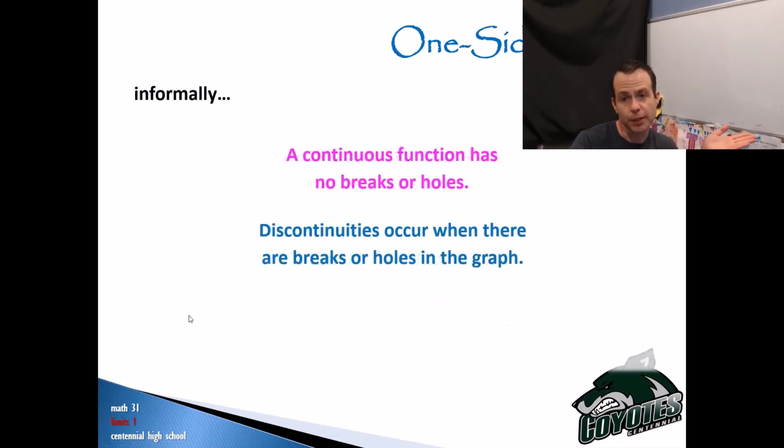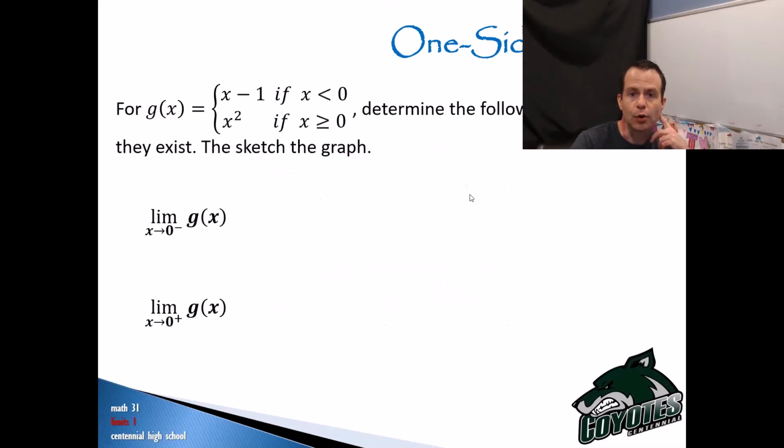Okay, so informally, a continuous function has no breaks or holes, and discontinuities occur when there are breaks or holes in the graph. Okay, all right, so now for g of x, if g of x is going to be x minus 1 when x is less than 0, and it's going to be x squared when x is greater than or equal to 0. Determine the following limits, if they exist, then try to sketch the graph. Well, sketching the graph won't be hard, but let's actually try and figure out the limits first.